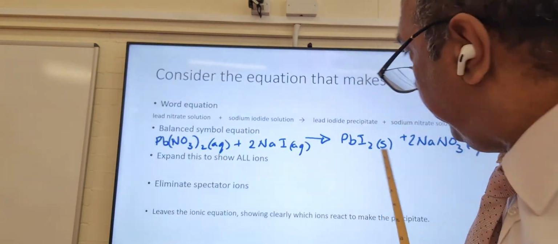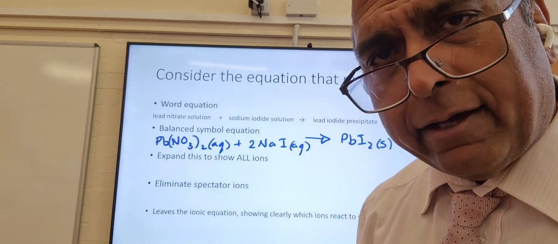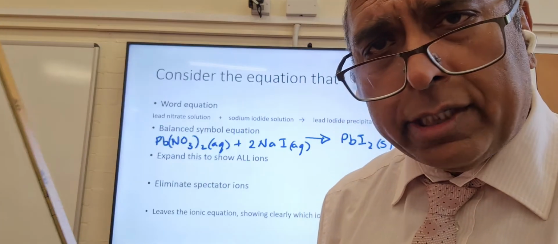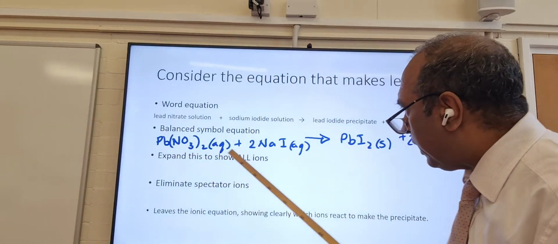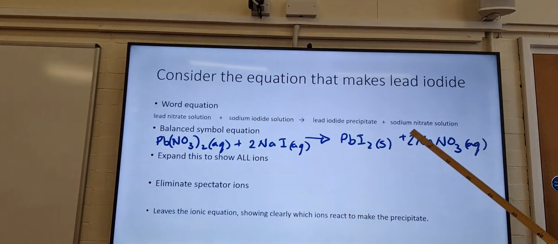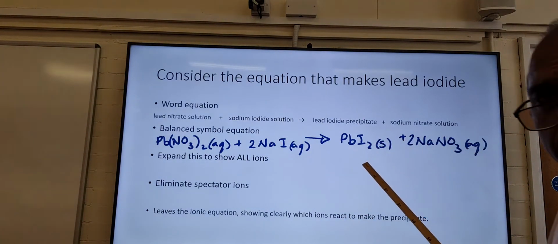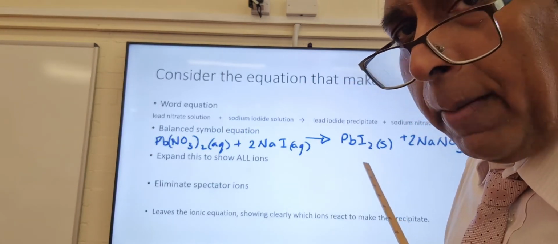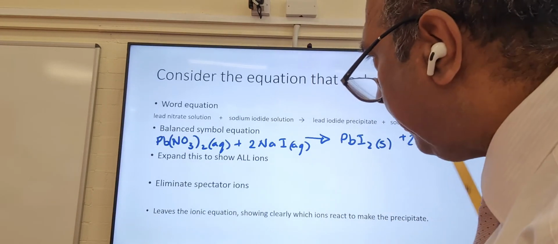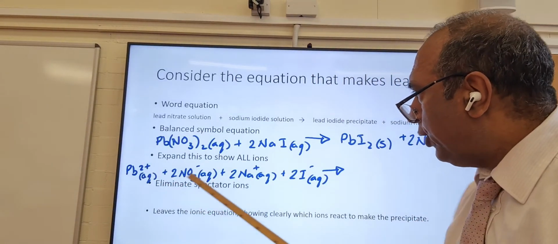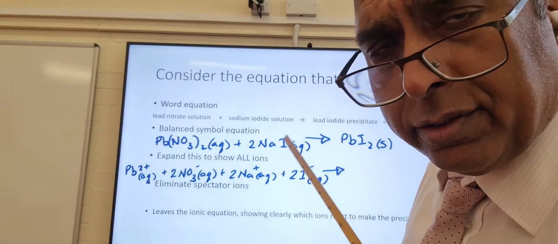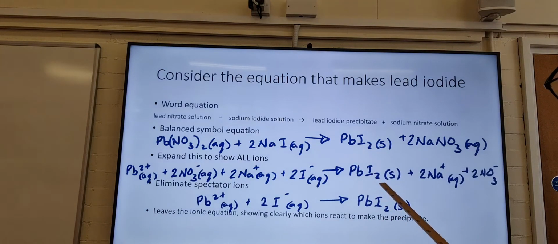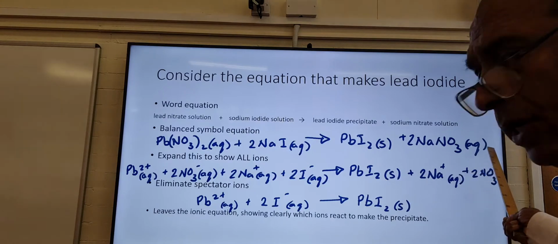The lead iodide, because it's solid, the ions are together. And sodium nitrate, they're separate amongst the water. So these are separate ions amongst the water, separate ions amongst the water. These are separate ions amongst the water. Those lead iodide solid are ions together. They're not separate in the water. So when we expand it, it looks like this. aq, aq, aq, aq. So 4 ions we're mixing together. And it makes lead iodide and 2 ions that are separate.